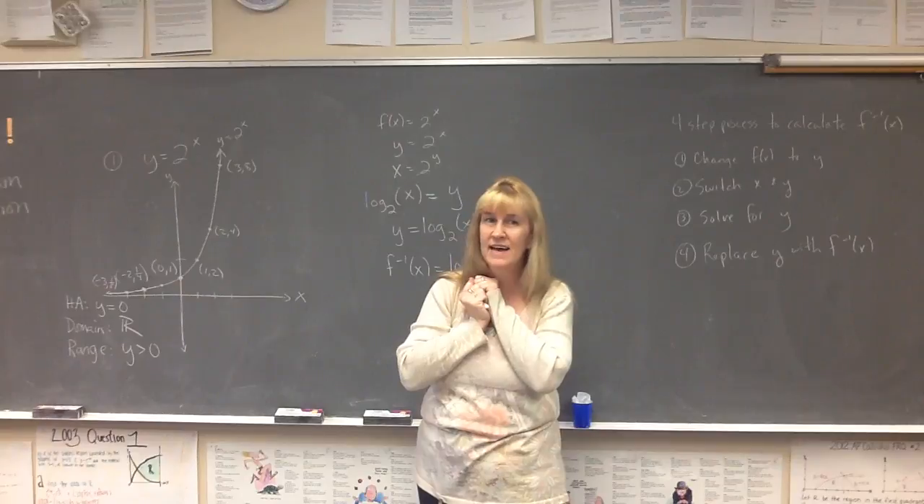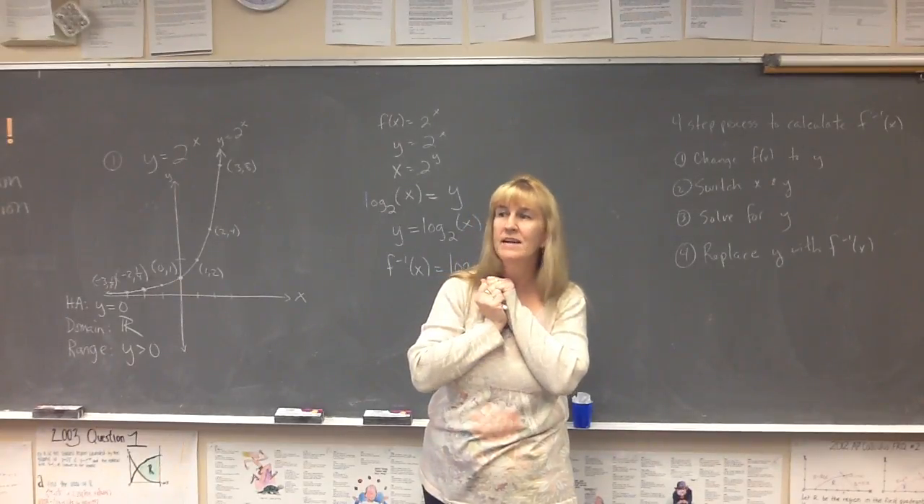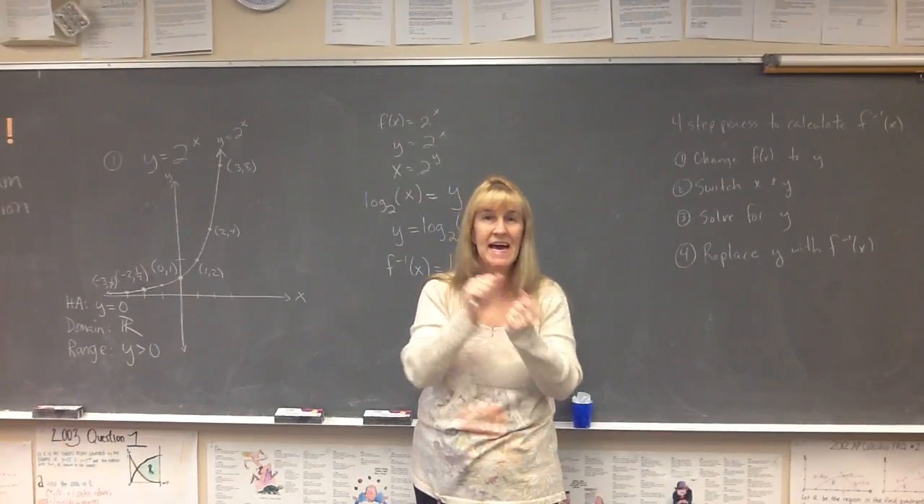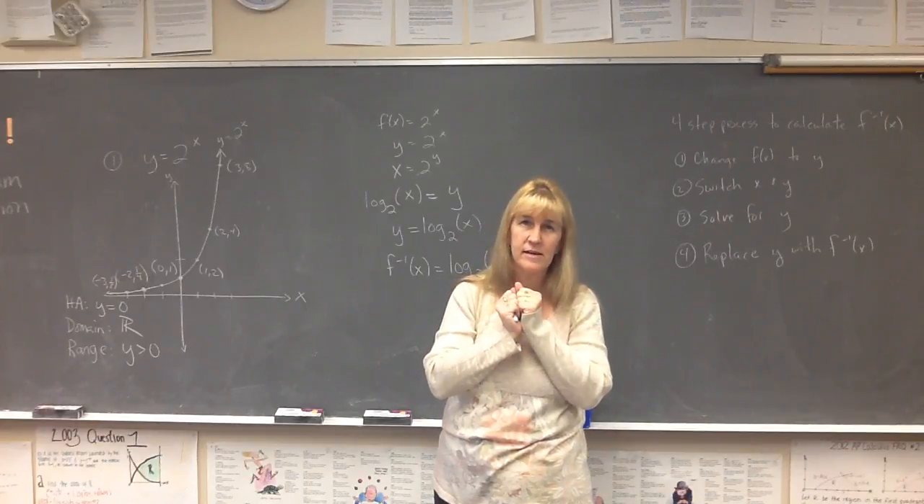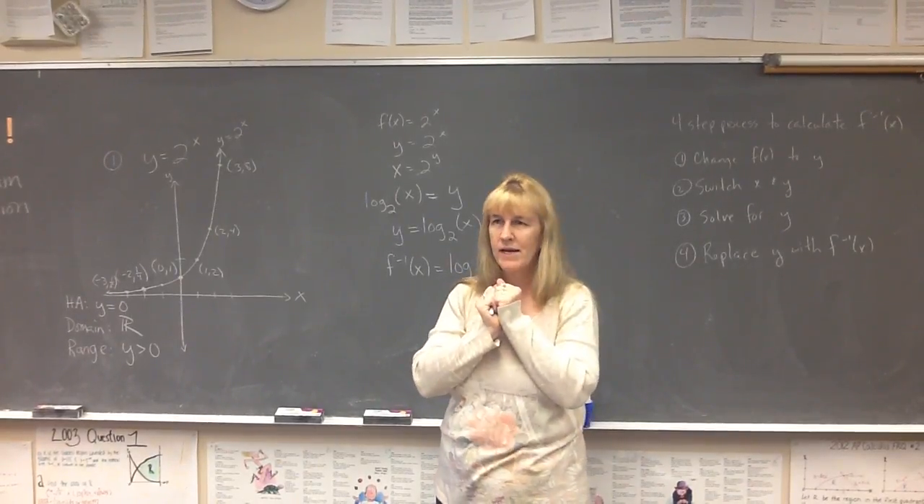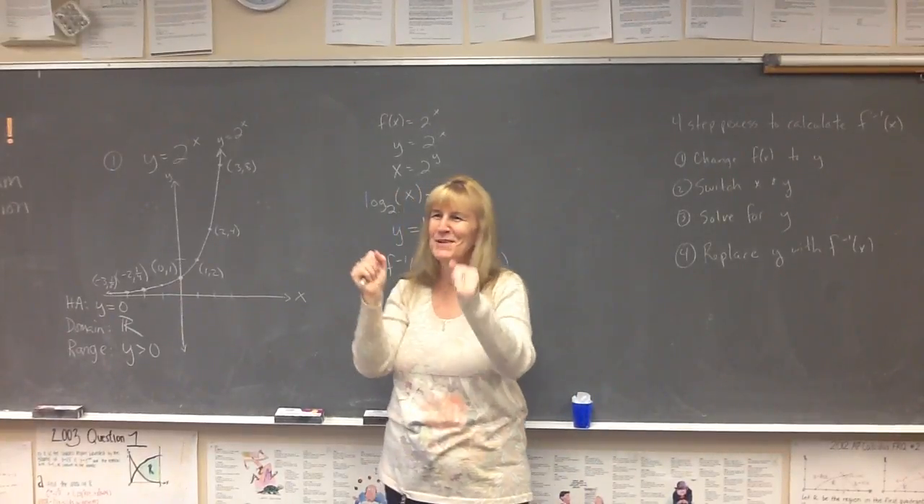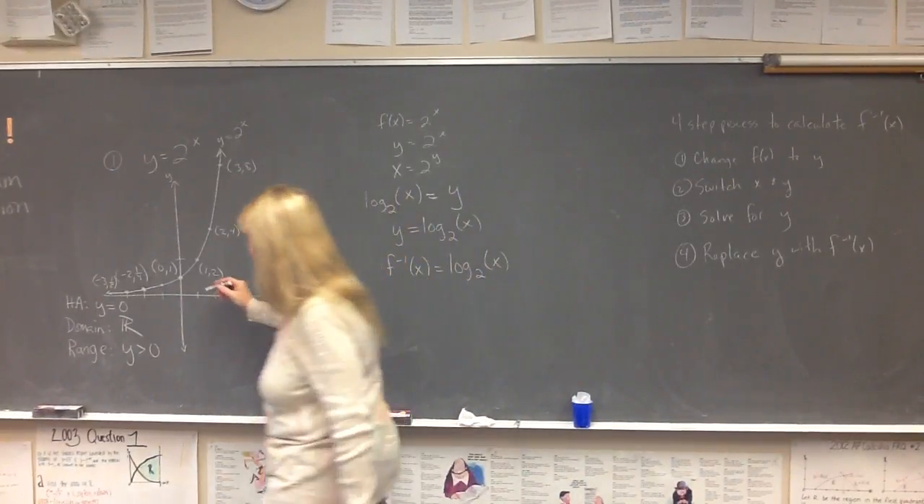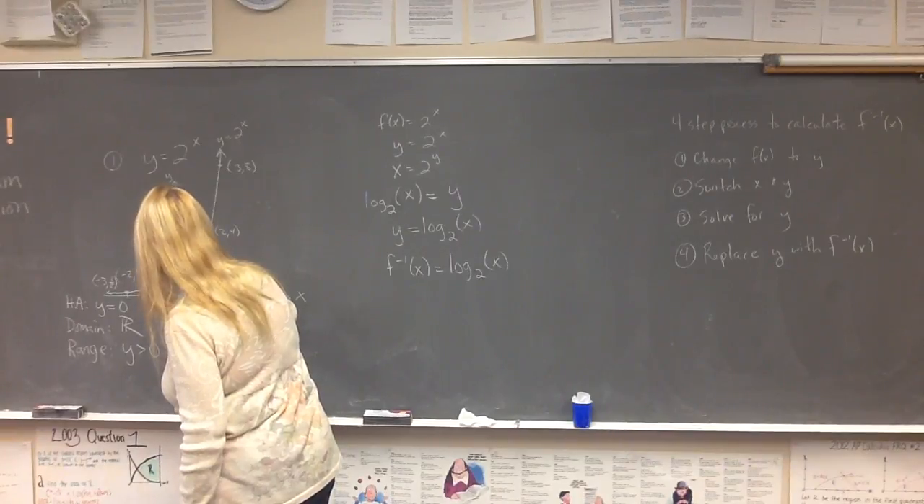What is the line of symmetry between any function and its inverse function? Y equals x. So this is the line of y equals x, straight up through quadrants 1 and 3.